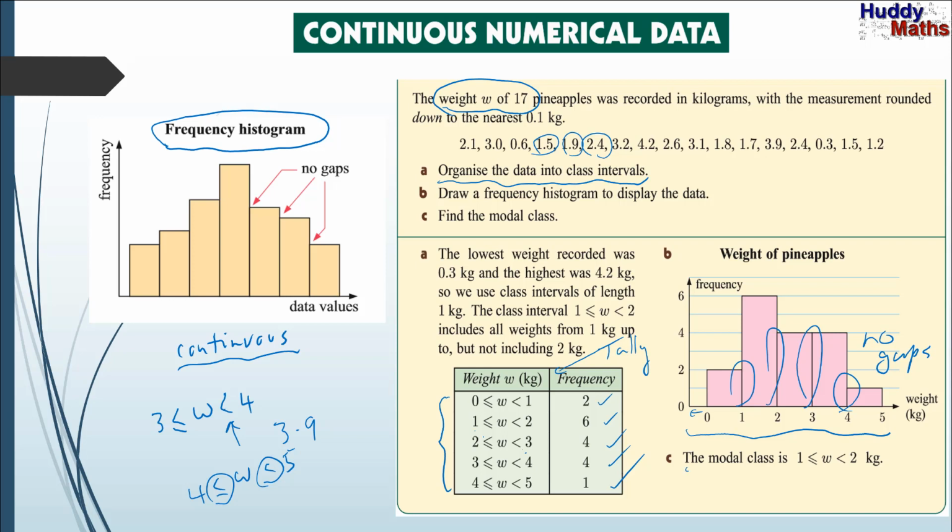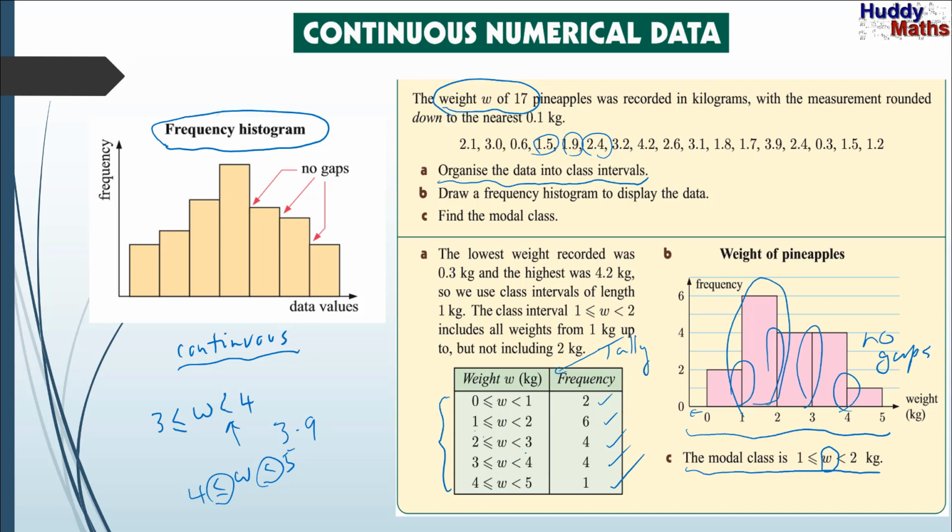Okay, what's the modal class? The one that occurred most frequently. So that's this one here. So the class reads: the weight is greater than or equal to 1 kilogram but less than 2. So we say the weight is between 1 and 2 kilograms. Okay, get the idea. So this is new, and this takes us on to, I suppose most variables in our world are continuous. Heights, weights and things, lots of continuous variables.